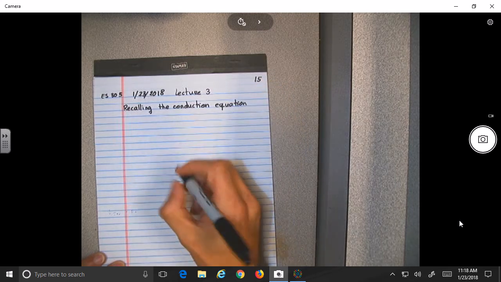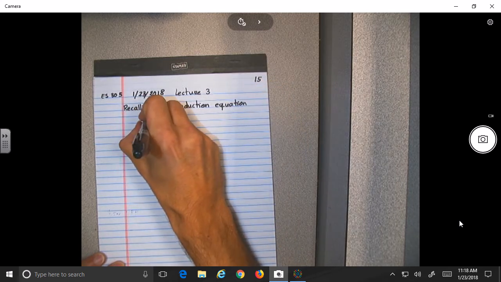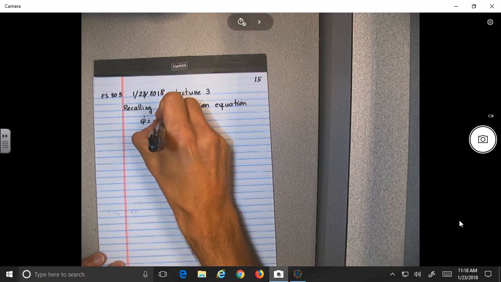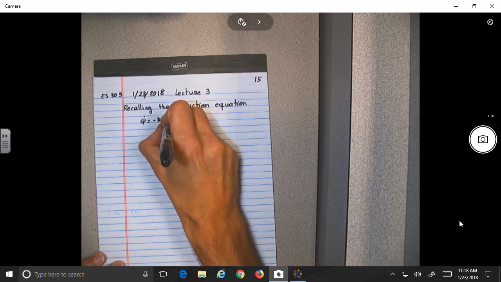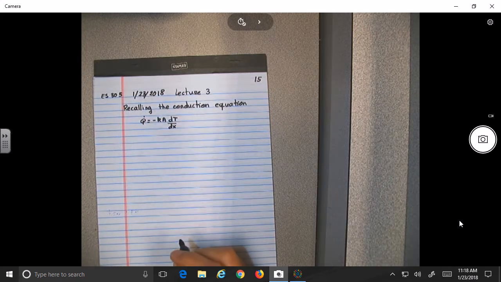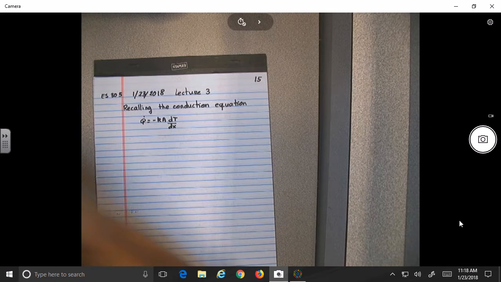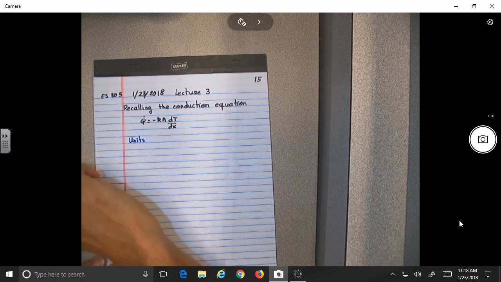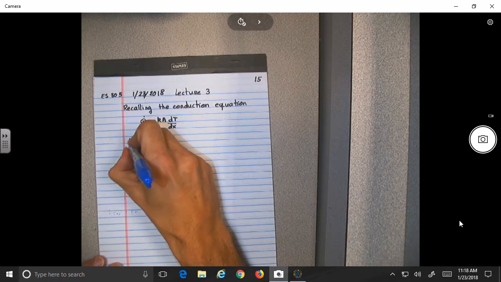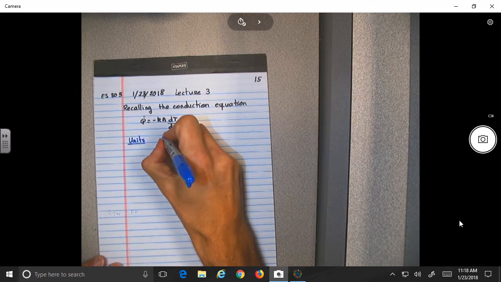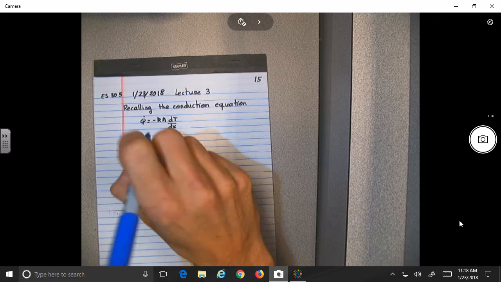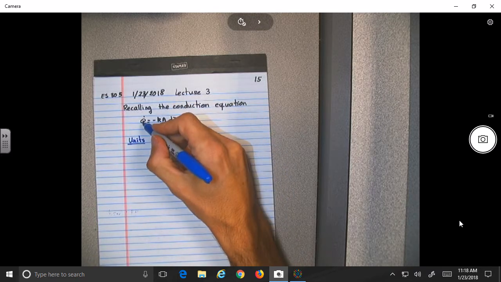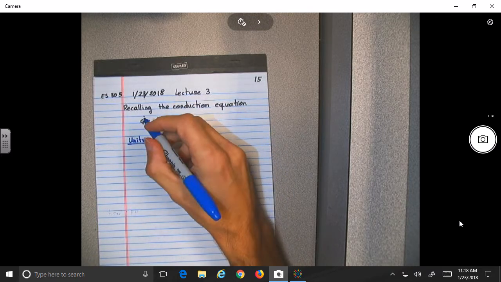The conduction equation, which is Q dot equal minus K A dT/dx. What I'm trying to find out is what would be the units. So what are the units? What should be the units for Q? Okay, so if it's energy, it's joules, but it's joules per unit time, no? So what is joules per second? Watts.